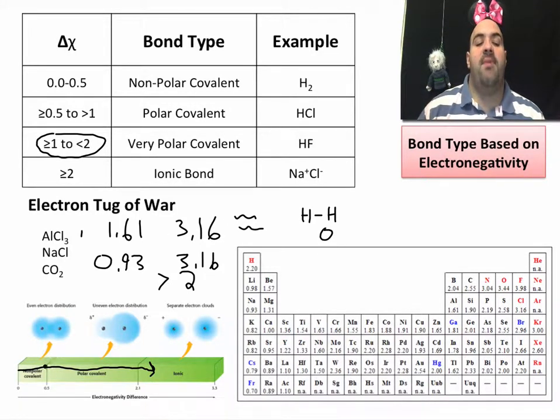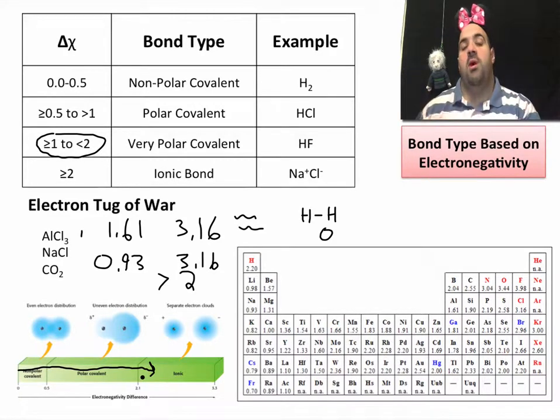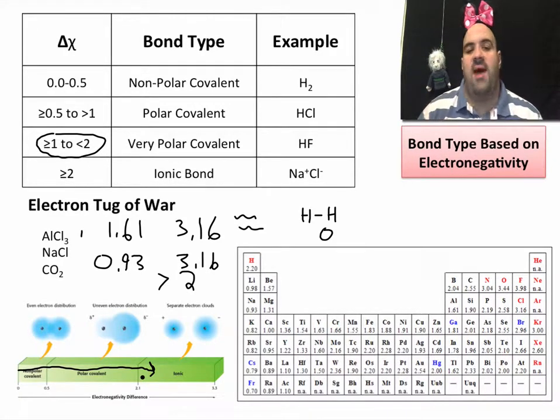But this is really what's happening. It's sort of a scale. The electronegativity difference determines to what degree the electrons are shared. Are they shared equally, or are they going more towards one of the atoms in the bond?